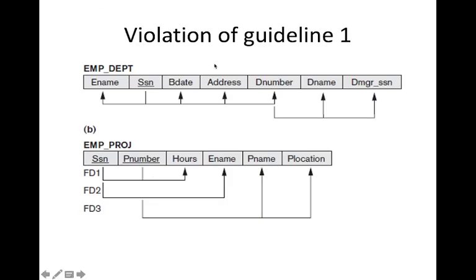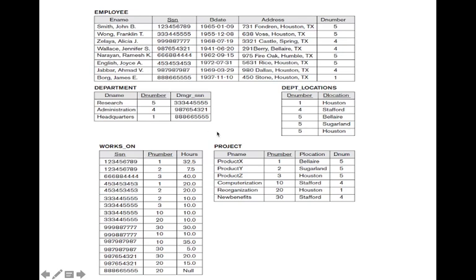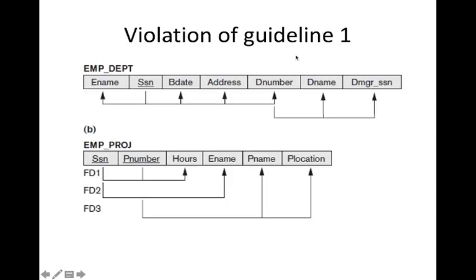Now we will see a violation of this guideline 1. So this is a good relation. This follows guideline 1. So this is a violation of guideline 1. If we have some relation like M department, this is a violation. In this we are storing employee attributes, and also we are storing department attributes. This is violating guideline 1 because we are storing multiple information.